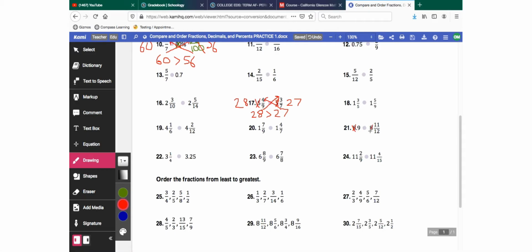Okay, so for number 21, it works the same way. Cross out the whole numbers because they are the same. It doesn't help you. All right, the decimal becomes 9/10. You're going to compare it to 11/12. And again, we'll just cross multiply. So 10 times 11 and 12 times 9.